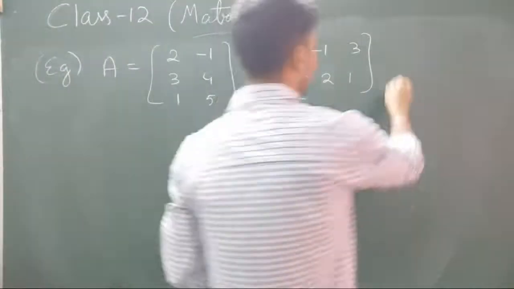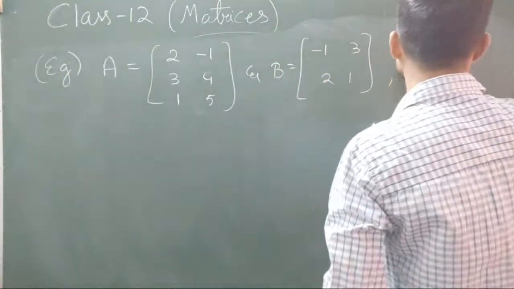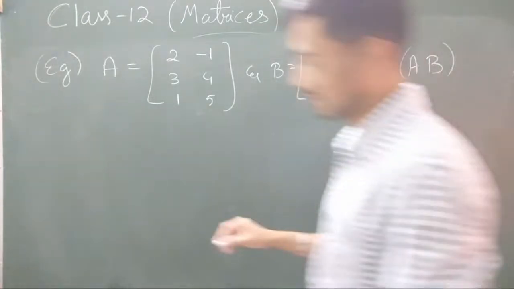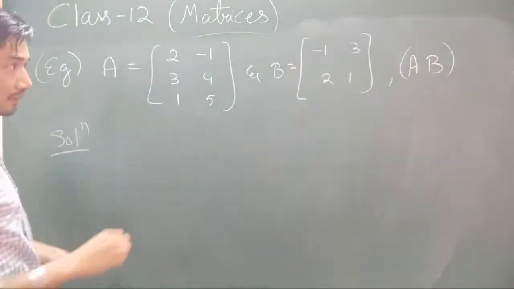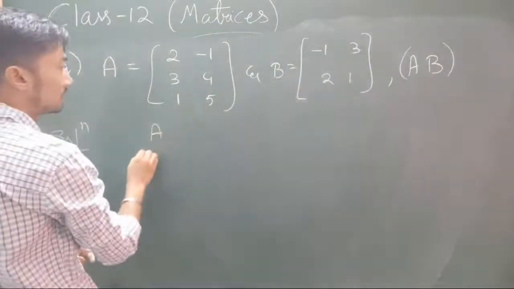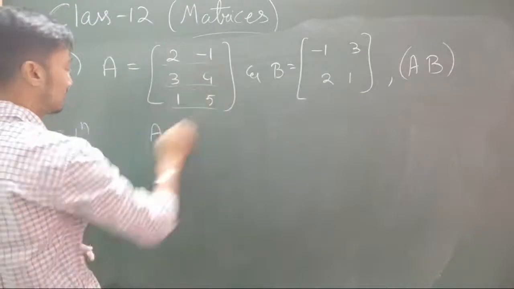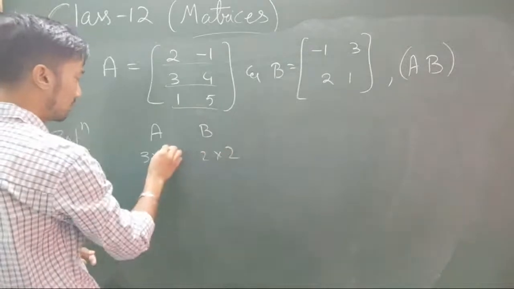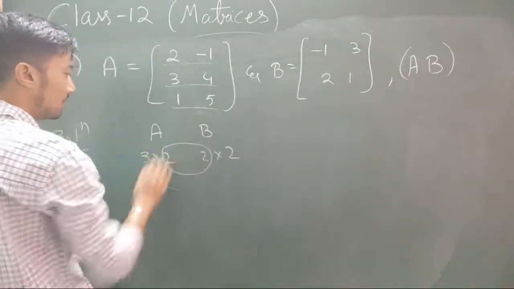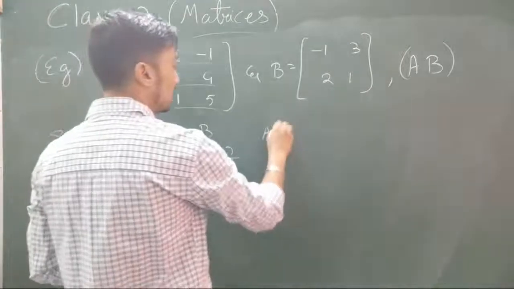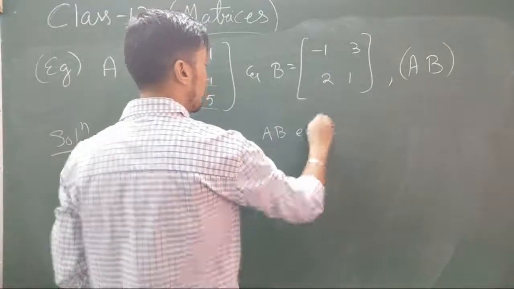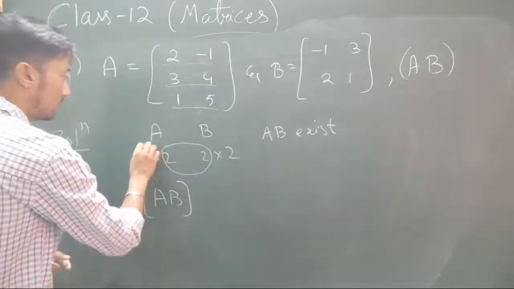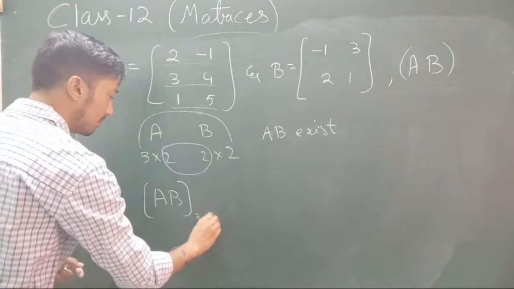So, is the product AB possible or not? Let's go for it step by step. Listen to me very carefully. Let's check AB. A, what is the order? 3 rows, 2 columns. And B, what is the order? 2 rows, 2 columns. Now you can see that the number of columns is equal to the number of rows, so definitely AB will exist. What will be the order of our new matrix AB? It will be order 3 by 2.